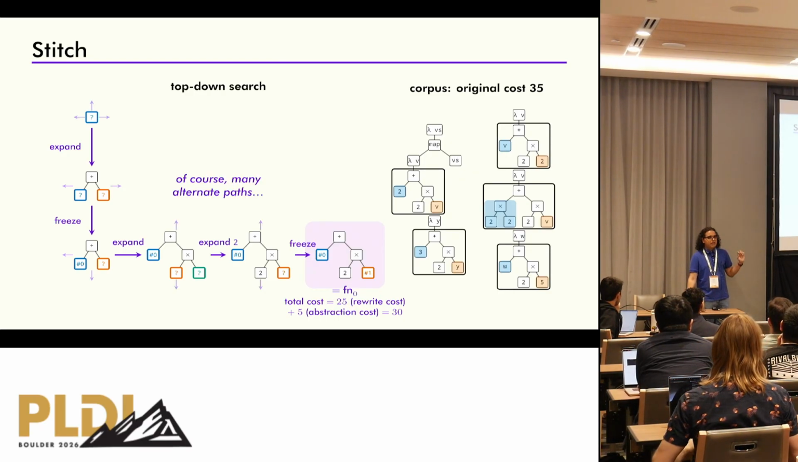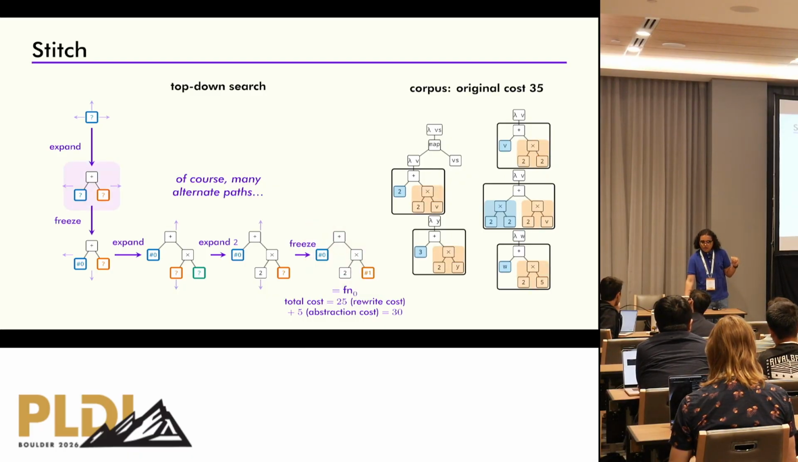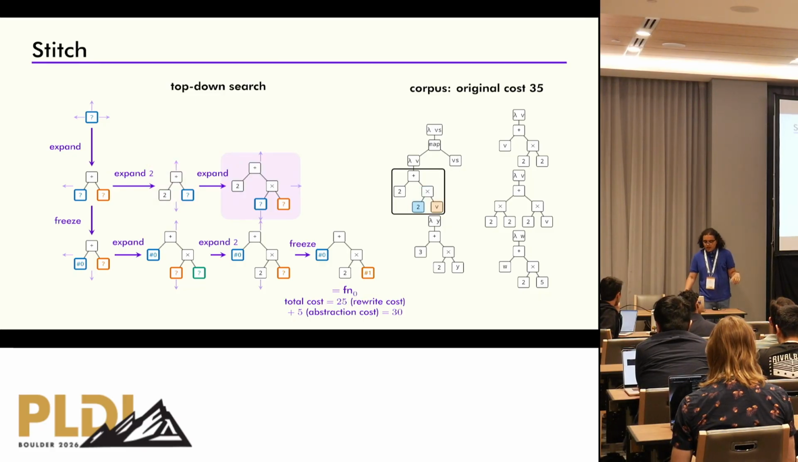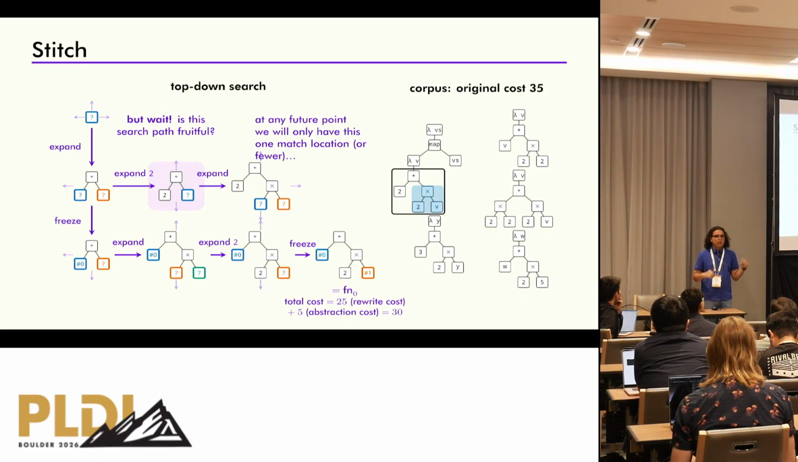So from this second one, we could instead expand the left side and say, oh, that's a 2. And that would only match at one location, but we can continue from here, and we can continue expanding. But wait, is this search path even fruitful at all? Well, one thing we can notice is that at any future point, we only have this one match location, or potentially fewer, right? As you expand out your abstraction, you can never gain more match locations because you're just making your filter of what locations apply more and more specific.